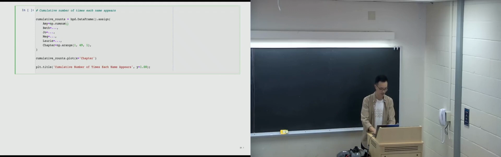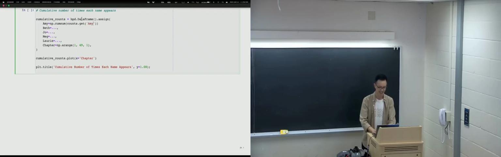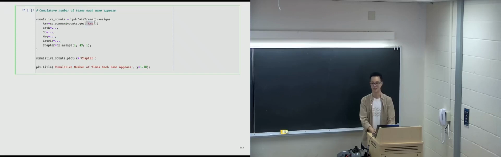And again, don't worry too much about what I'm typing. Basically, what we care about here is that this part of the code just says count the number of times Amy appears. Okay, so we're just counting the number of times Amy appears, and then again, I'm going to copy paste, do Beth, Joe, Meg, Laurie.